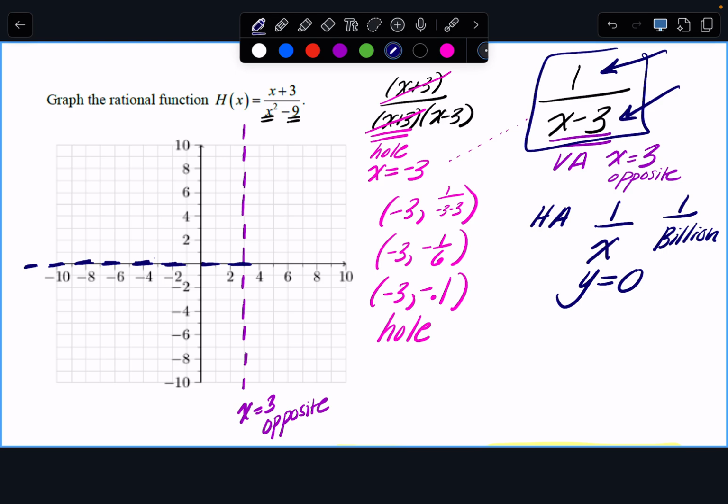Go draw that in. Now, don't be that person that says, oh, so I can't cross that. No, sometimes horizontal asymptotes are crossed and sometimes they're not. It just depends.